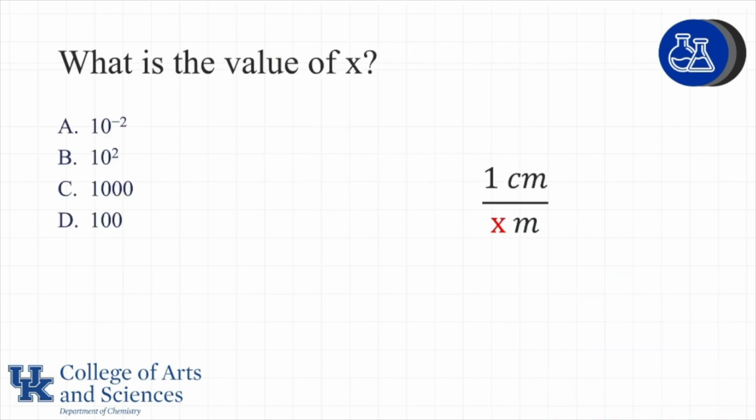Let's look at an example where we identify the value of x. We have 1 centimeter on top and x meters on the bottom. Going back to our expression, we put 1 with the prefix, so there's our unit with the prefix, and we put the meaning of centi with the base unit. The meaning of centi is 10 to the minus 2. What is the value of x here?